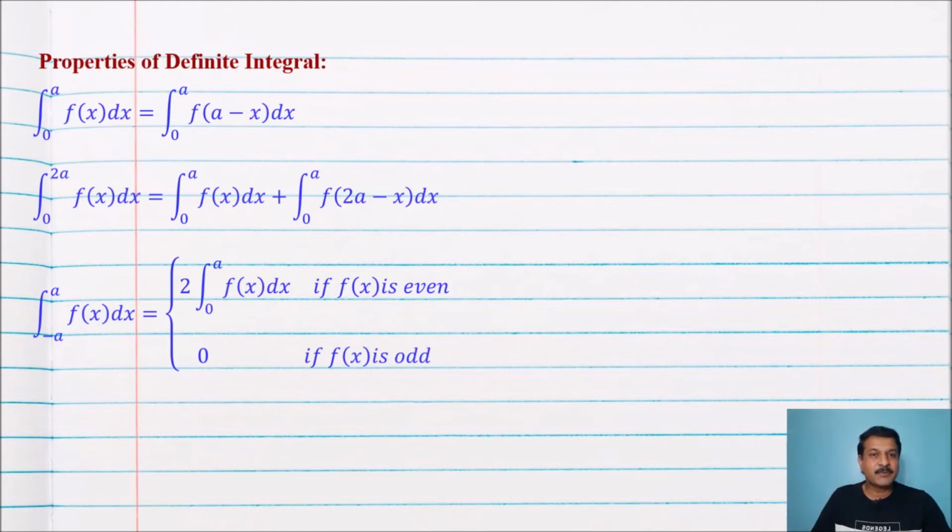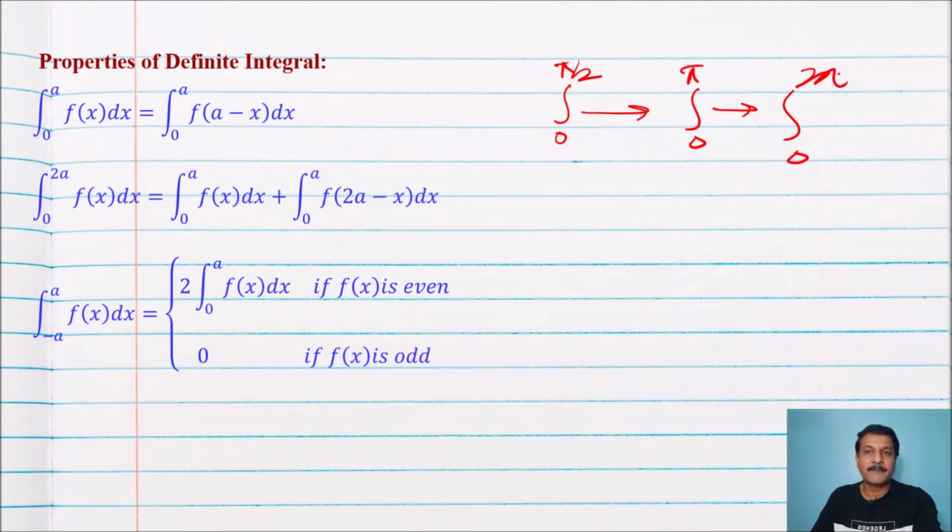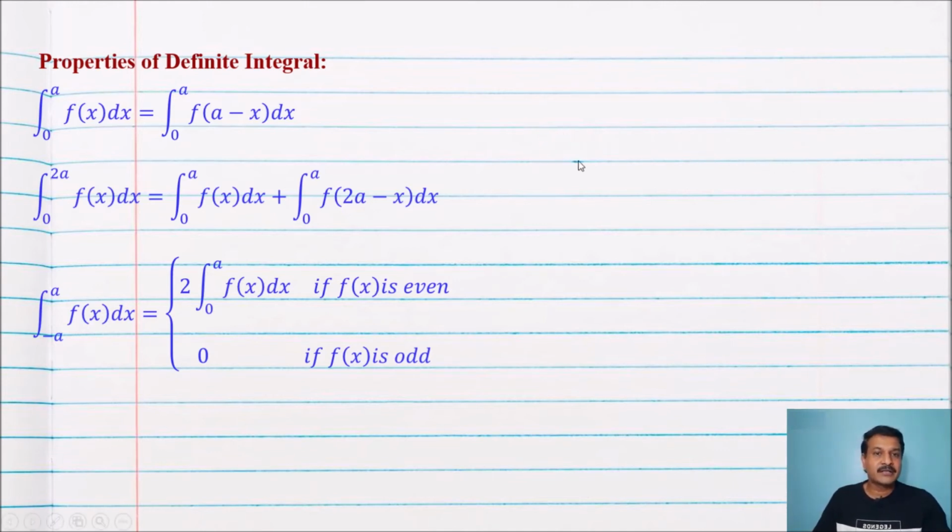By using these properties, we can extend our reduction formulas from 0 to pi by 2 to 0 to pi and 0 to 2 pi. So how? Let's see one by one. But before that, you should know some basic things that we are going to consider.